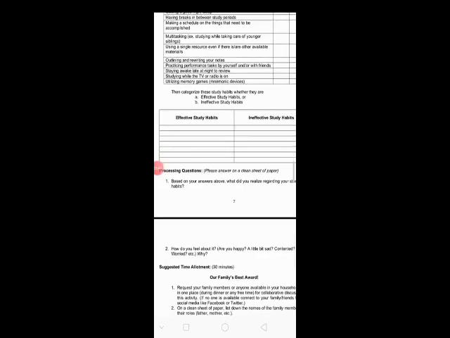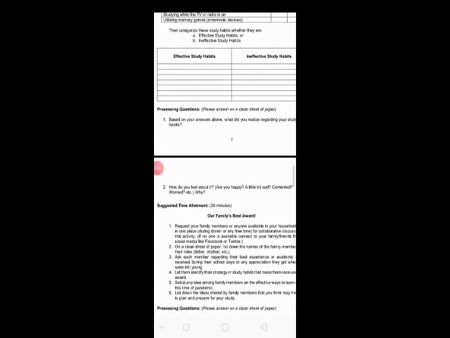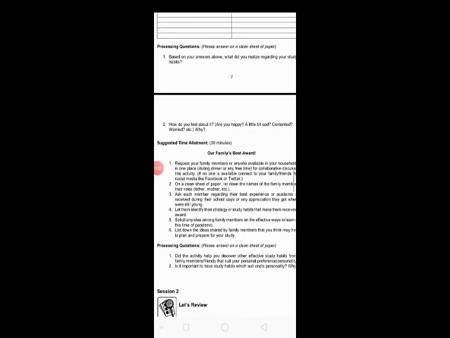Next, answer also the process questions. Based on your answers above, what did you realize regarding your study habits? Second, what do you feel about it? Are you happy, a little bit sad, contented, worried? Then why? Okay, next activity: Our Family's Best Award.